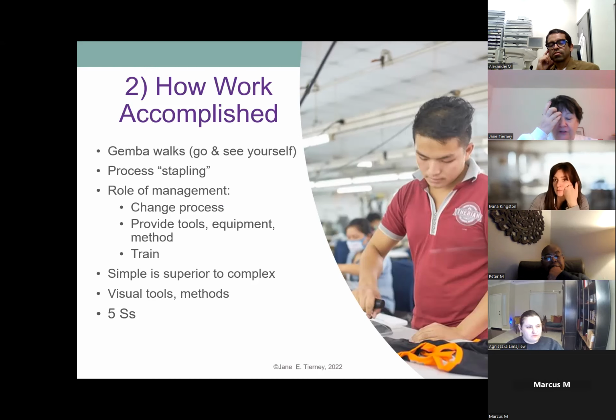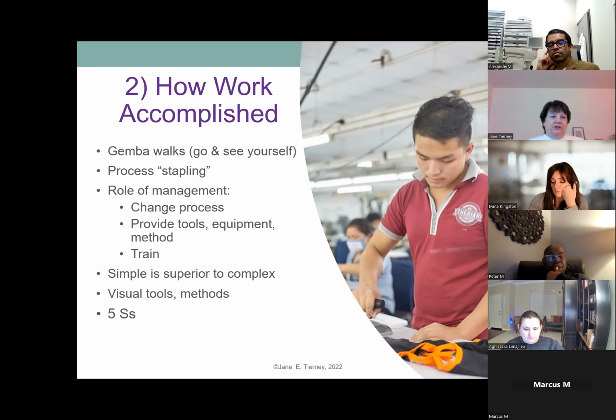Process stapling means just making sure that the processes flow together. So it might be like the manufacturing and the packaging. You want to make sure that those processes have a link and go together pretty well. So you don't have to do them right after the other, but you have to make sure that they support each other and that you're not doing something in manufacturing that's going to mess up your packaging, that's going to mess up your shipping or anything like that. So making sure that you're looking from end to end on everything.